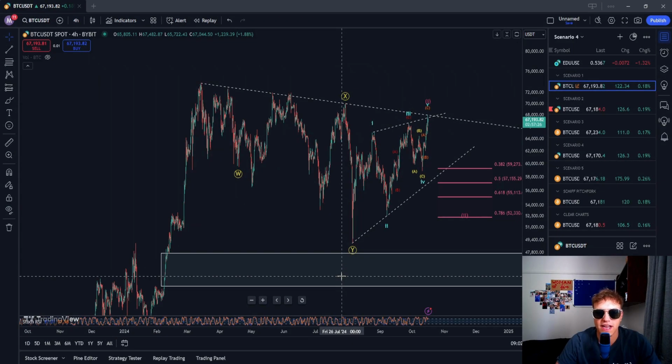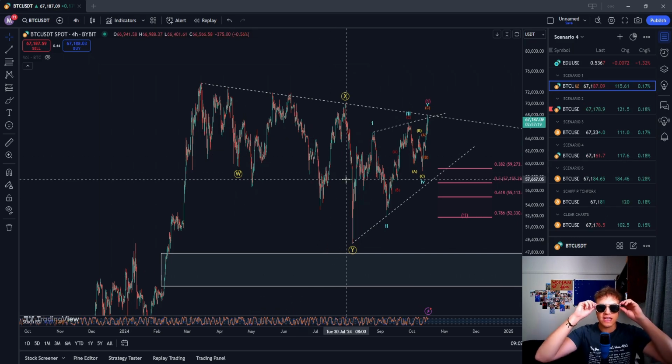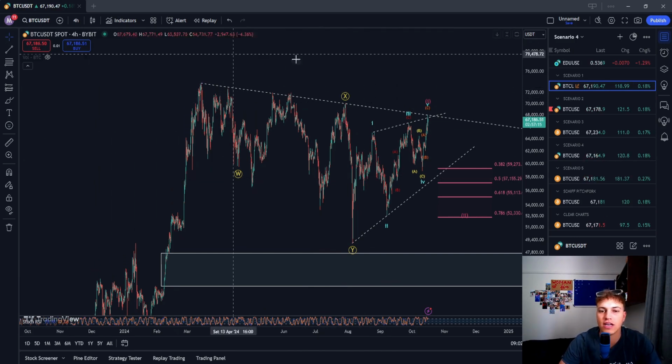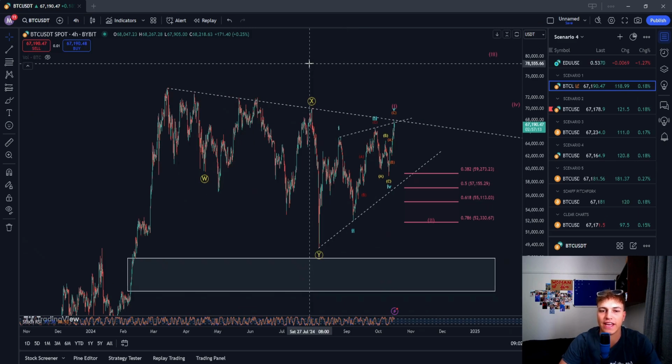The bull market has started, or has it? Let's analyze the chart. Let's get into the charts. Today I'm going to be talking about 3 scenarios on the chart and then going into trade possibilities like usual.